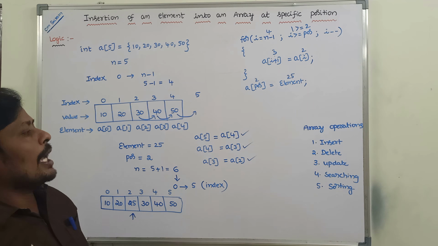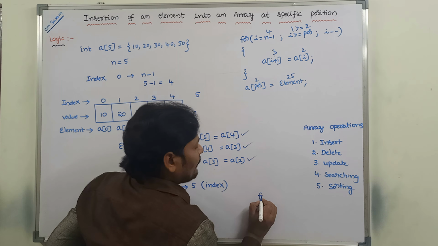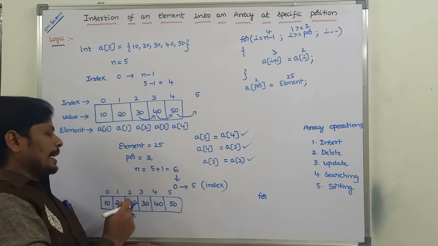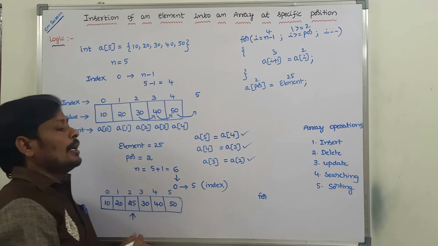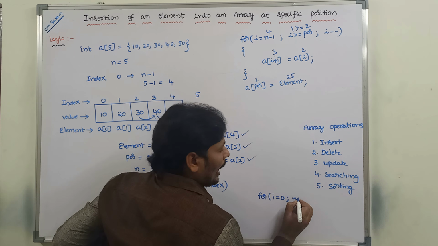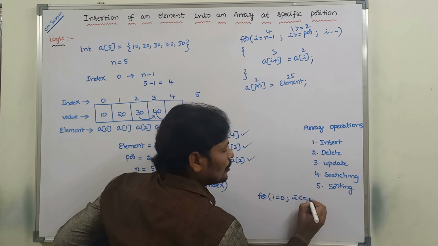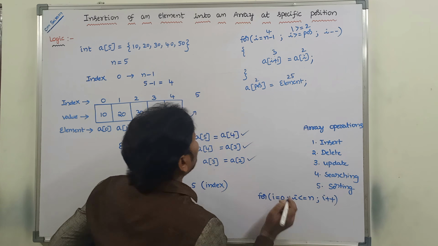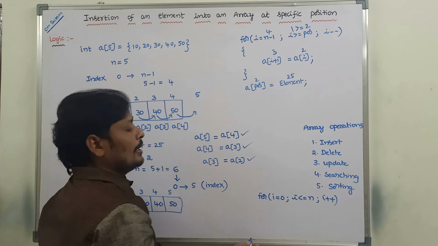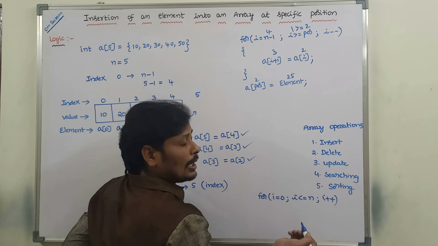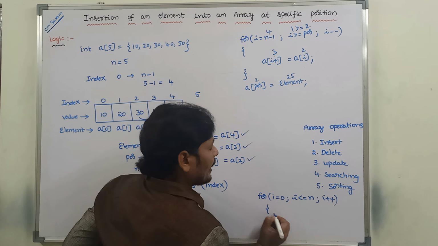Now we are printing the elements after inserting the element at a specific position, that is at position 2. Now the array elements are printed. I is equal to 0, I less than or equal to n, I plus plus. So first, n value is 5. So I value 0, I less than or equal to 5. That means a total of 6 elements are there in the array.